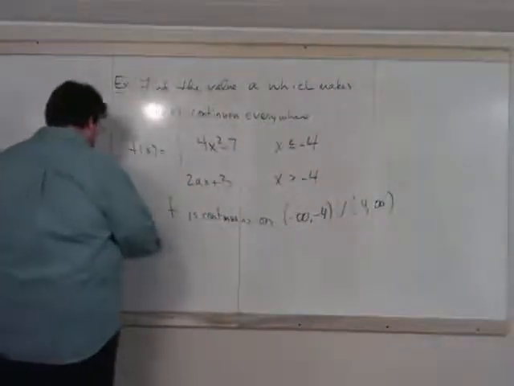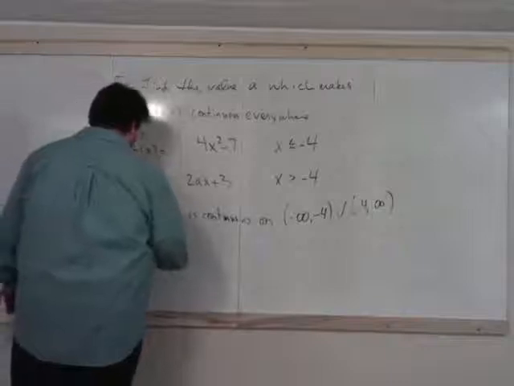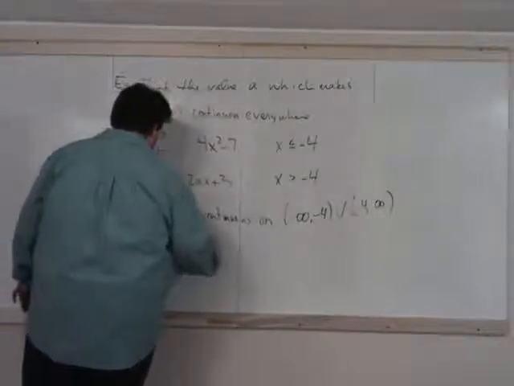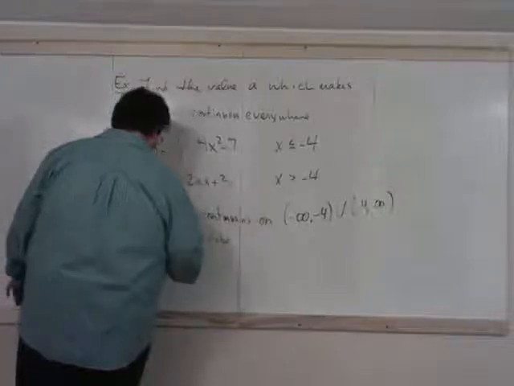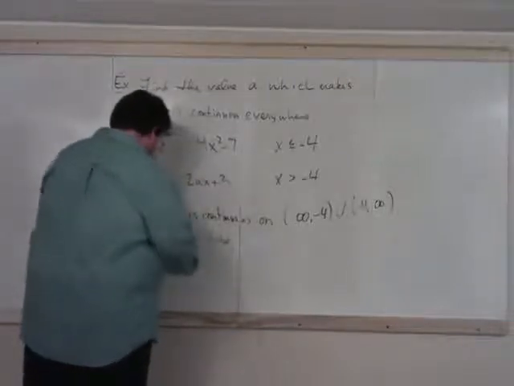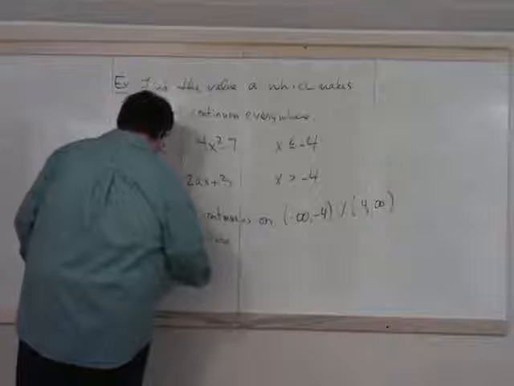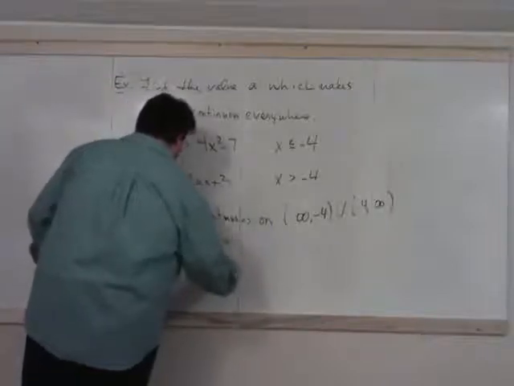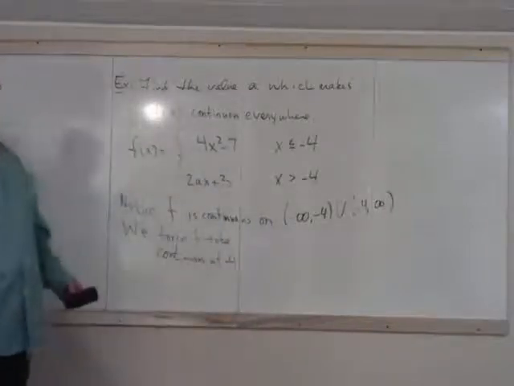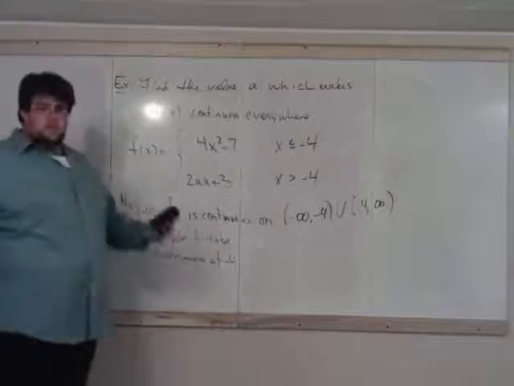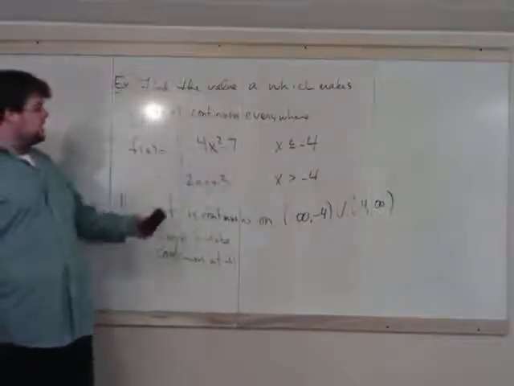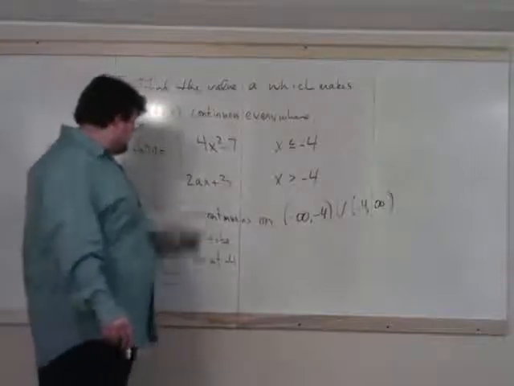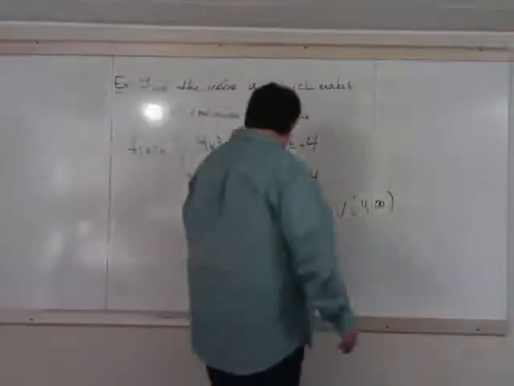So we force f to be continuous at negative 4. How do we force it to be continuous? Well, we force it to be continuous by letting the limit on the one side equal the limit on the other side. So let's write out those limits.